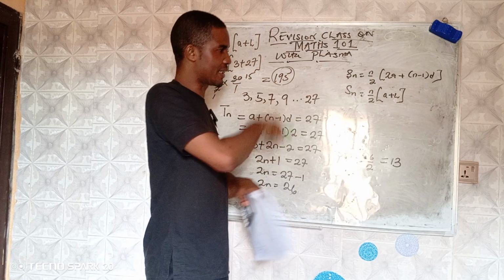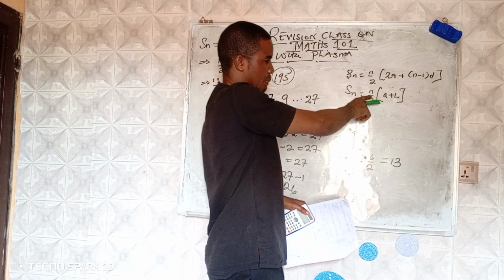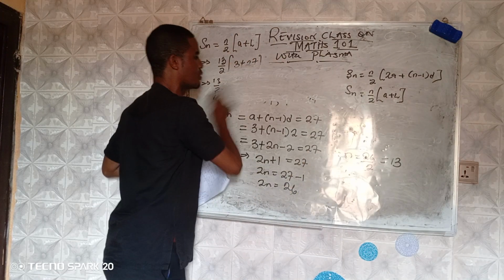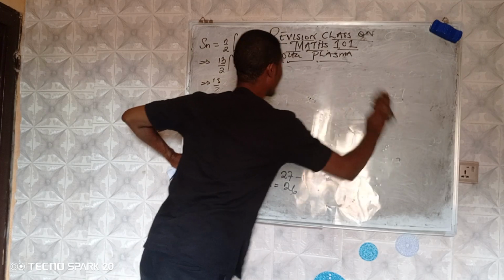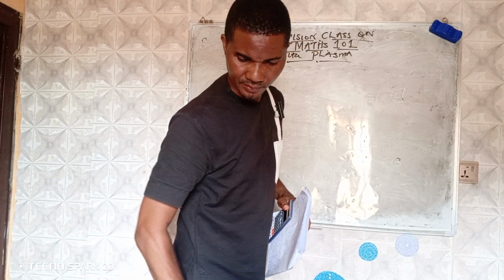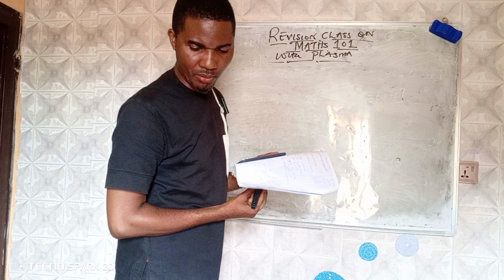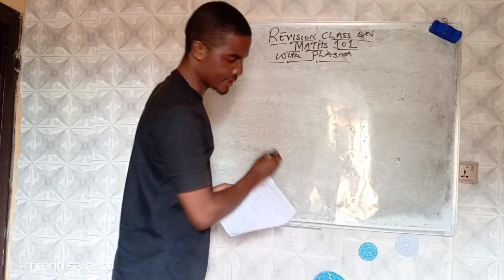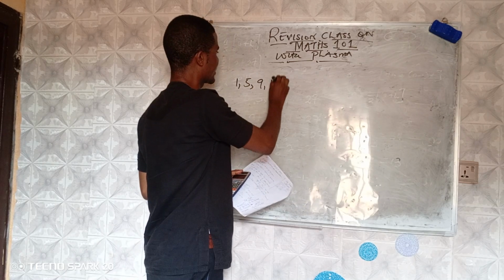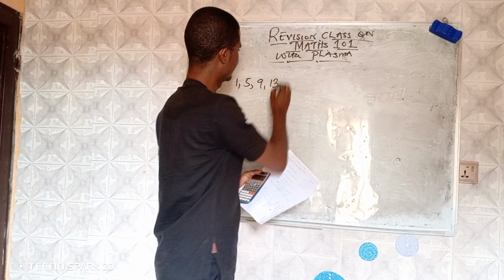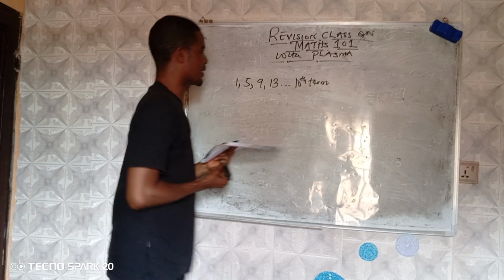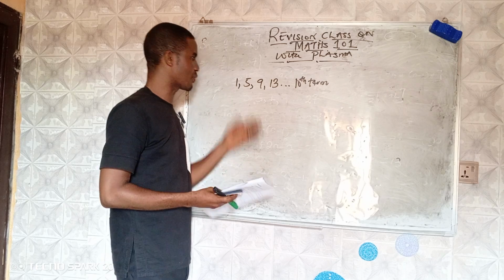Now, the next example I'm going to bring, I will bring in the value of n and I will not give the value of l, so that we will see how it looks like when you see such in the exam. Find the sum of the sequence below. Look at this sequence: 1, 5, 9, 13. And look at this question. We should find the sum of this sequence.